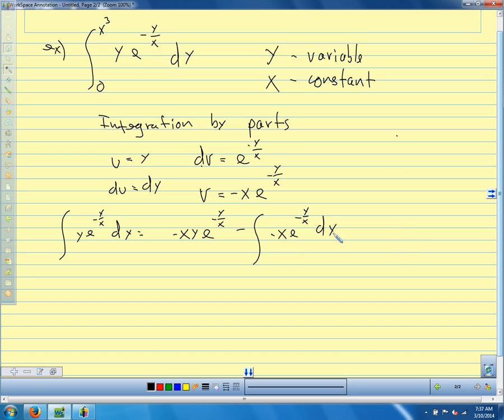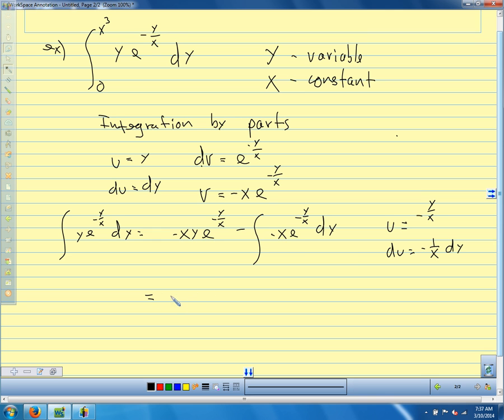We're evaluating this with respect to y, so x is constant. So I can just say u equals minus y over x. du, with respect to y, is minus 1 over x dy. So I have e to the u du. So this evaluates to, everybody with me there?